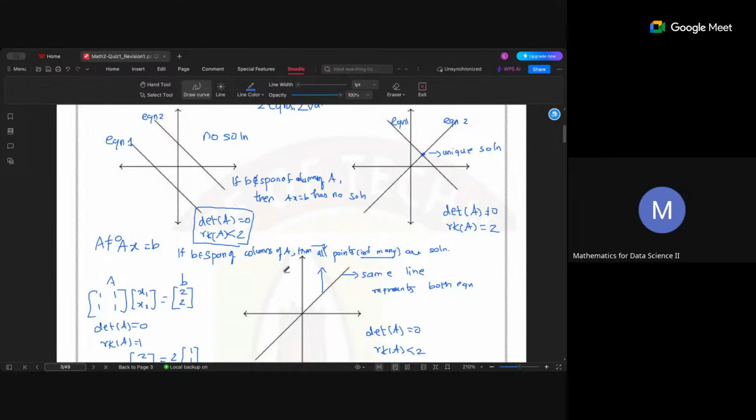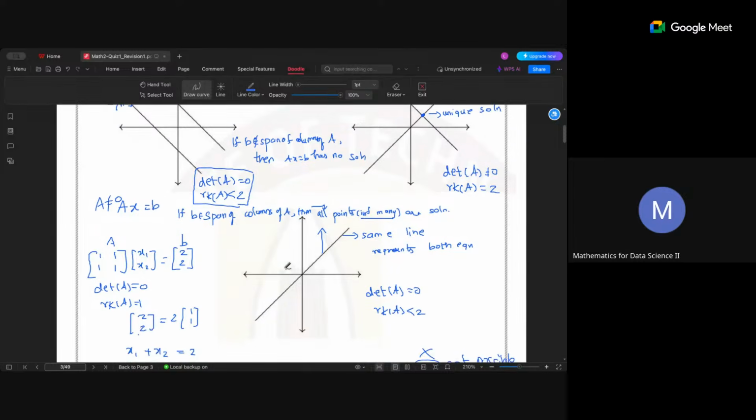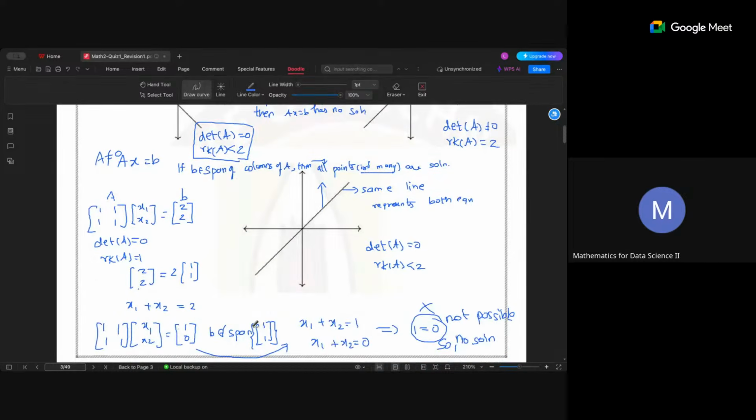If B belongs to the column space, then you know that it has infinitely many solutions. So here you see that this means it has infinitely many solutions. And if B does not belong to the column space, then you see that it has no solution.